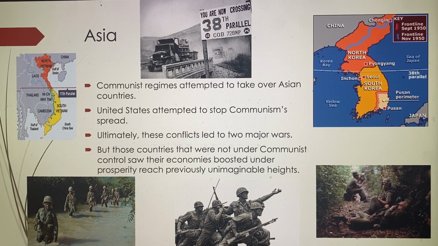But those countries that were not under communist control saw their economies boosted under prosperity, and this prosperity even reached unimaginable heights in some cases. So you can see the difference between those countries that were controlled by communism and were left in poverty, and those that were given independent rights and free enterprise governments that would prosper. So these pictures are showing the war in Korea and the war in Vietnam that we're going to be talking about partly in this video.